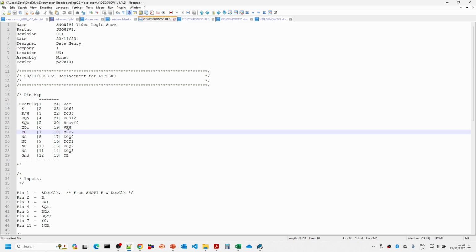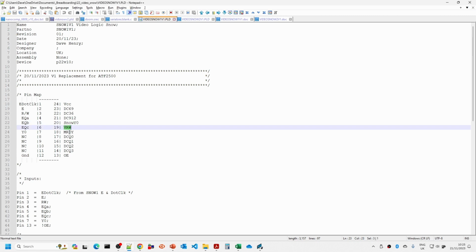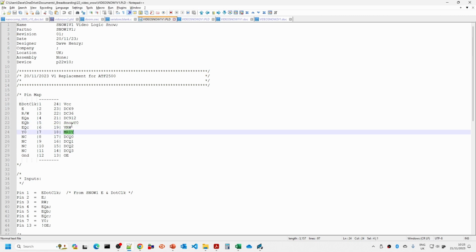Then the main things we want out of this are the SNO Y0 signal, the VRW signal, and the MRDY signal. These are the main outputs. So effectively what we're going to be doing is replacing the current VRW signal with this one. The Y0 signal comes in here and is going to come out as SNO Y01, so it will be modified to fit in with everything. And we also know that as a result of the MRDY changes, that will also alter the E signal coming in. So it's quite a complicated feedback loop.